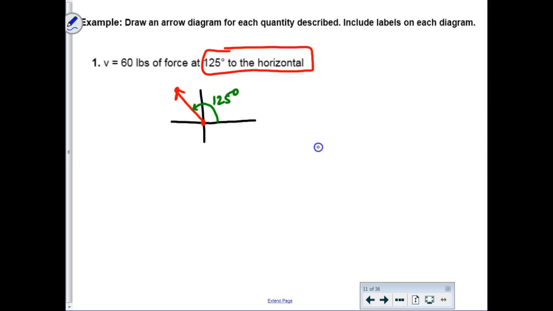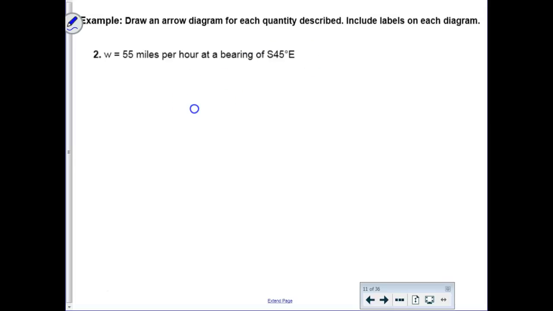And then the other thing you're going to have to do is label the magnitude of your vector. So it was 60 pounds of force. So you're going to write 60 pounds along the magnitude, which is just the vector itself. Okay? So that's kind of probably what you suspected we would have done, so that's nice. All right, let's look at number 2.